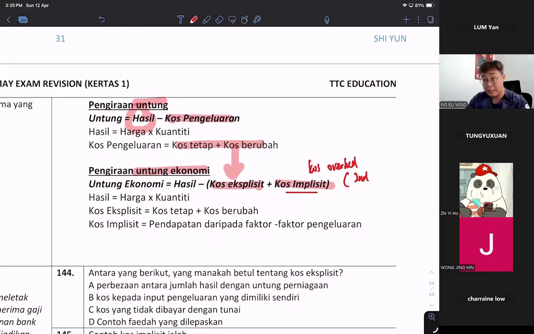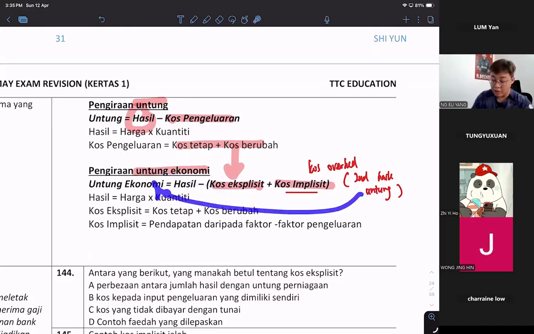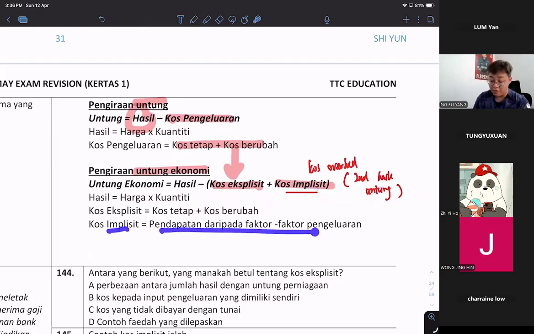So second best, kedua terbaik, second best, which means the untung is your untung. So the second best untung, cost the past, right? We are letting go. So when we let go of the second best job opportunity to make the profit, it is actually your cost implicit. Okay, so please remember pendapatan daripada faktor-faktor pengeluaran yang dilepaskan. So this is cost implicit. Okay, so please memorize.